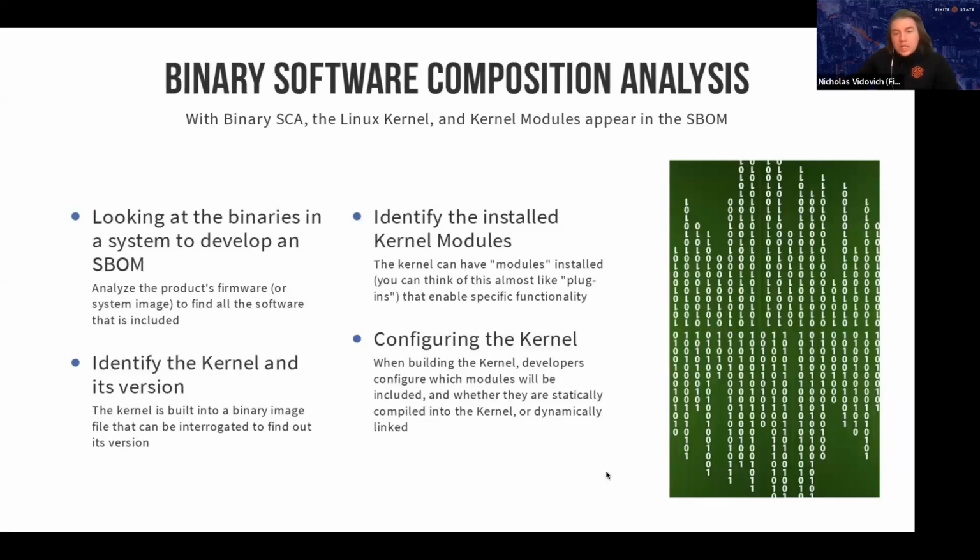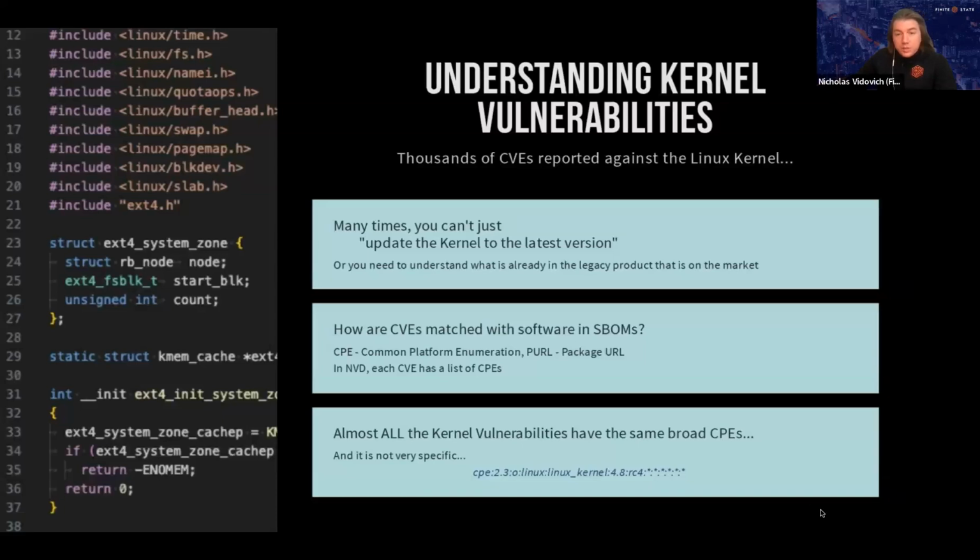So just kind of wanted to give a little bit of background because this is going to be an important part as we talk about where we're focused right now with AI and where we're going. So a little bit more background, you have to understand the kernel vulnerabilities. As I said, there are thousands of potential CVEs reported against the Linux kernel. Most times you can't just update the kernel to the latest version, or you need to understand what's already in a legacy product that you've already sold out there into the world.